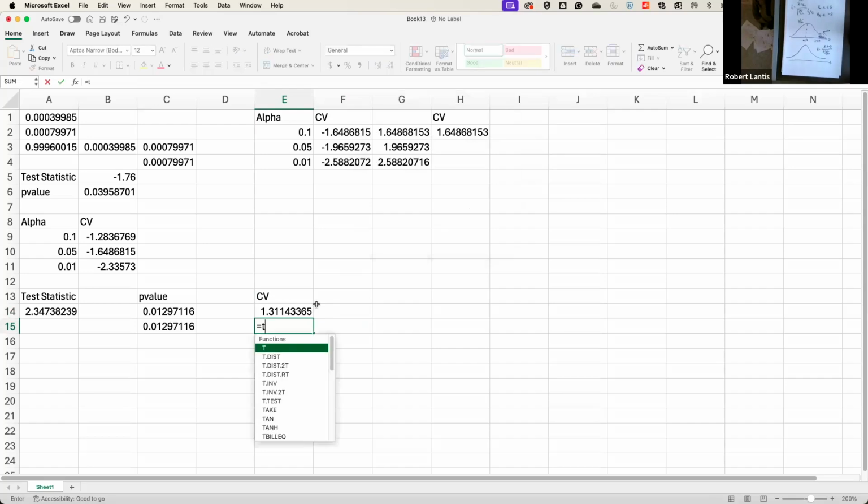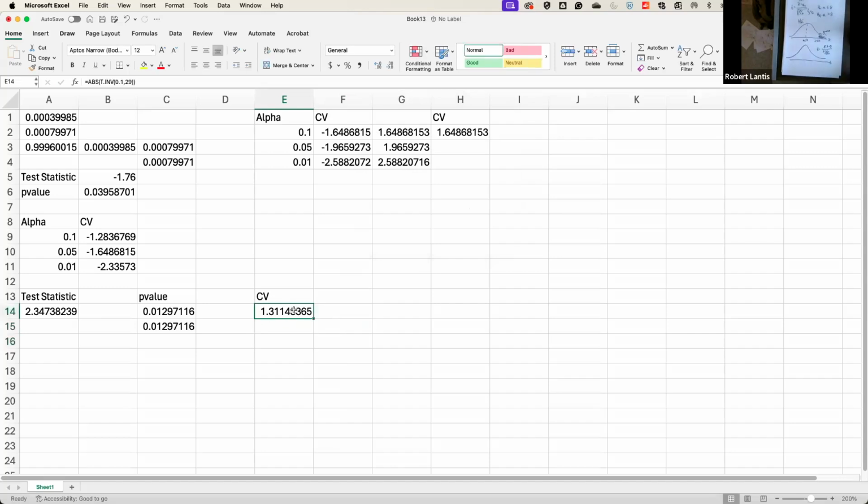Now, I can also use this t.inv. Actually, I thought there was a, no, I can't. So that's actually the only way I can do this. I thought that there was a t.inv.rt, but apparently not. So you just have to remember that additional step, which is, yes, you can use t.inv to find the critical value for a right tail test, but it's that value, but positive.